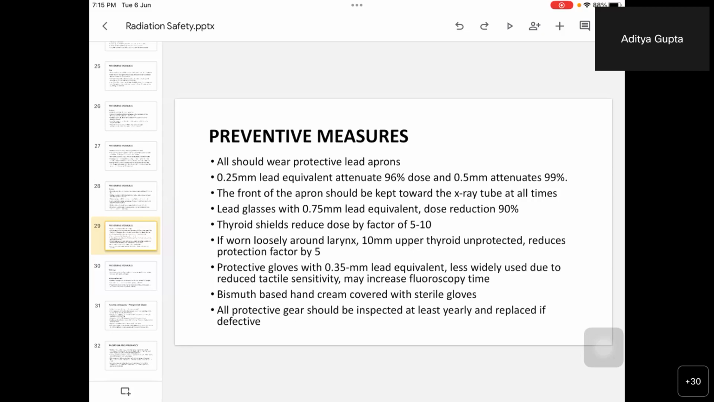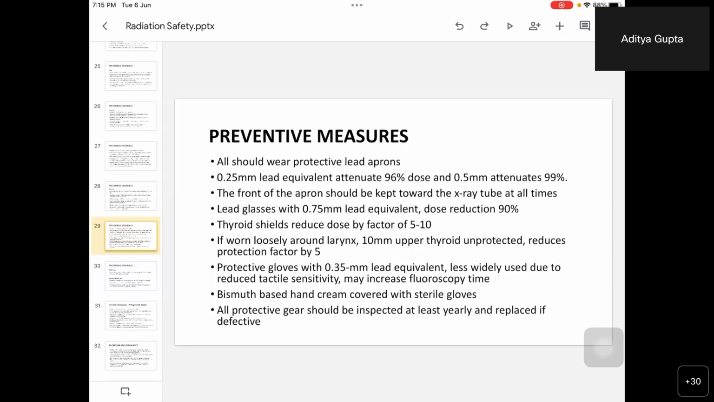If they are worn loosely around the larynx, around 1 centimeter of the upper thyroid is unprotected. That reduces the protection factor by a factor of 5. So as far as possible, they should be tied tightly.